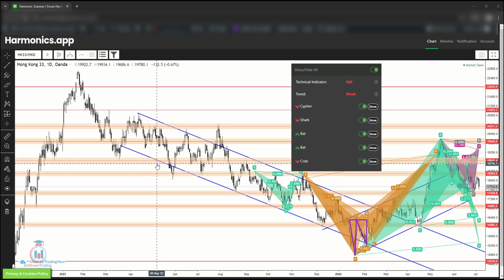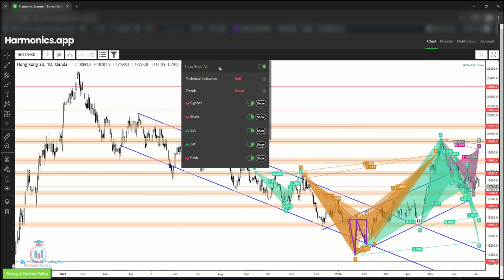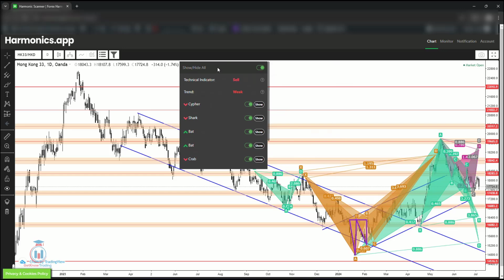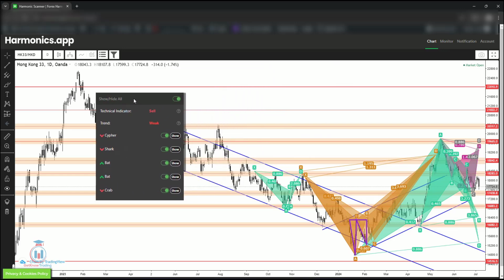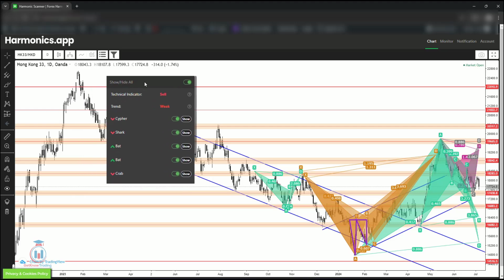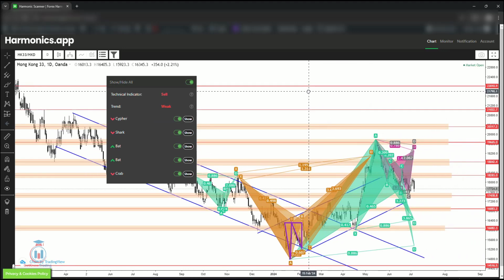Inside the Harmonic Scanner, you can find many symbols which are analyzed during the day automatically, and then you receive information from the scanner when some of the harmonic patterns or chart patterns form on the chart. This is how it looks whenever there is a pattern visible on the chart, with different colors, different patterns formed on the chart.